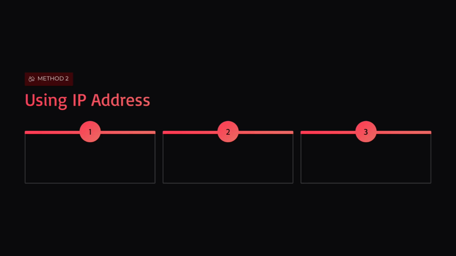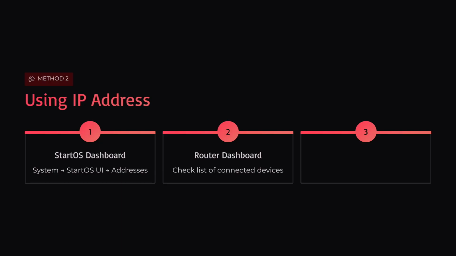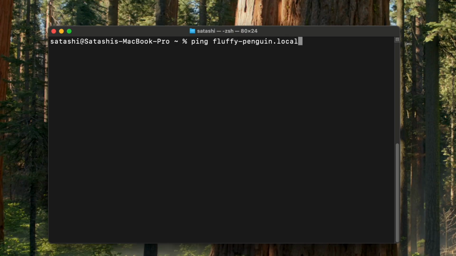The second way to connect locally is by using your server's IP address, and you can find this in a few different ways. From the StartOS dashboard, under Systems, StartOS UI, and under Addresses. You can also find it in your router's dashboard under Connected Devices. Or if you go into your terminal or command prompt, you can ping the .local domain.